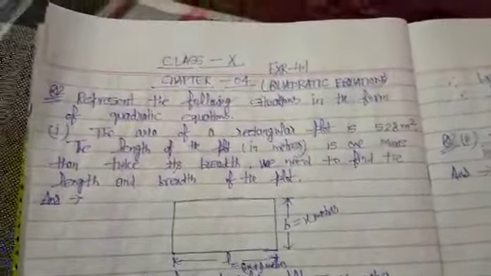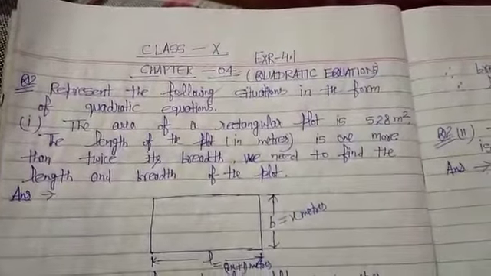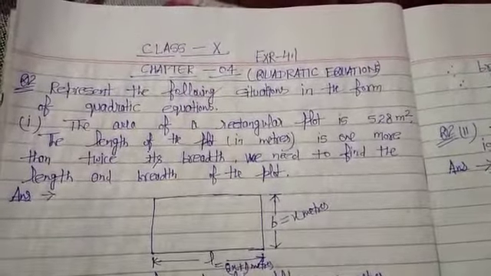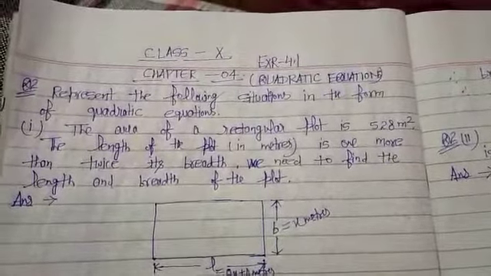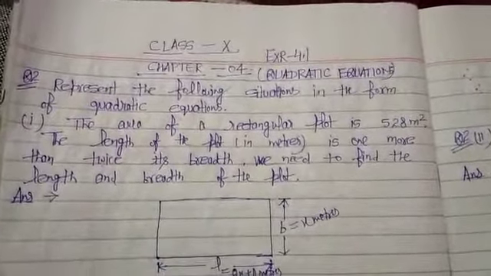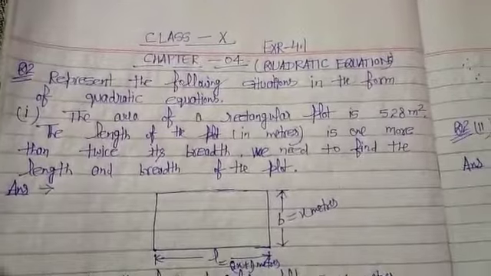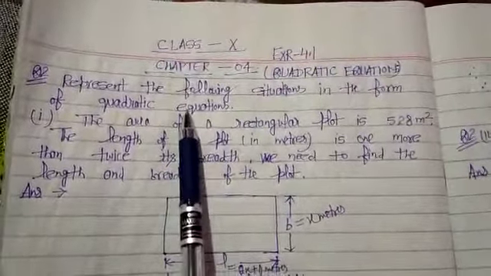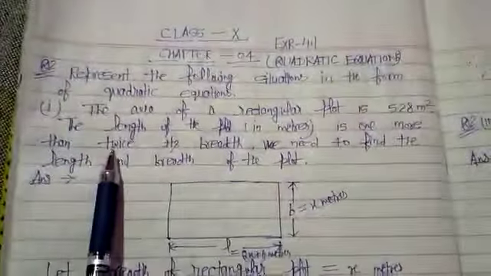Hello friends, I am here with the class 10 chapter number 4 quadratic equation. Exercise 4.1 question number 2. Represent the following situation in the form of the quadratic equation. I am taking first part.